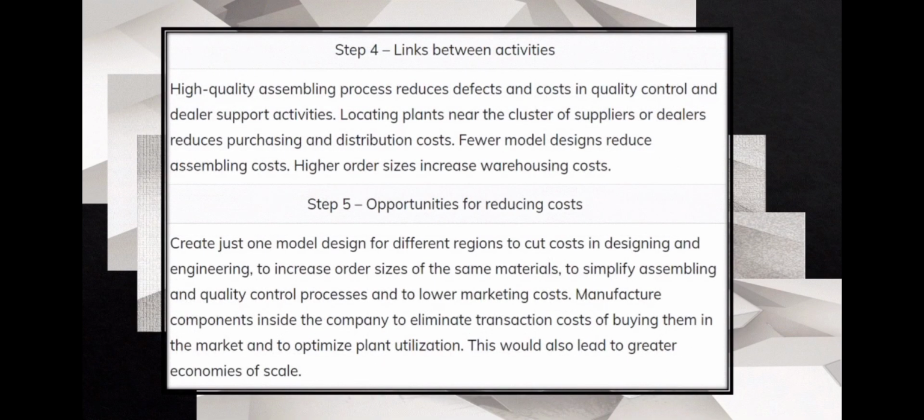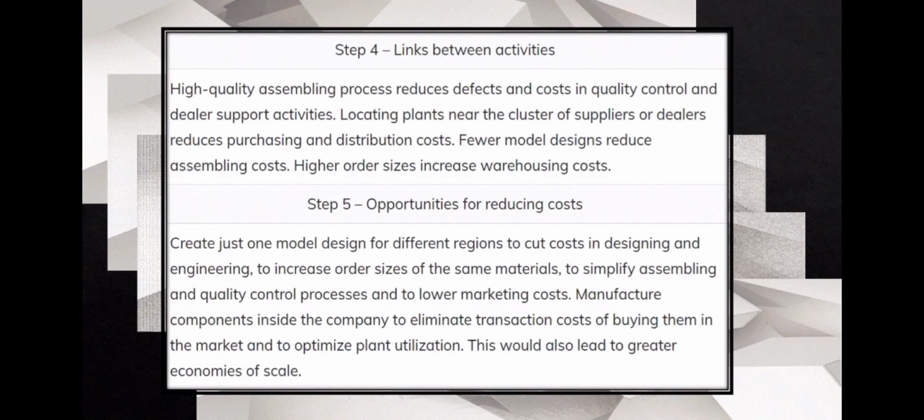Step 4 is the links between activities. A high-quality assembling process reduces defects and costs in quality control and dealer support activities. Locating plants near the cluster of suppliers or dealers reduces purchasing and distribution costs. Fewer model designs reduce assembling costs, while higher order sizes increase warehousing costs.